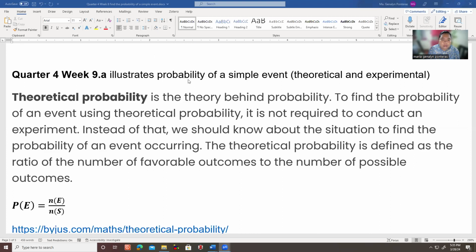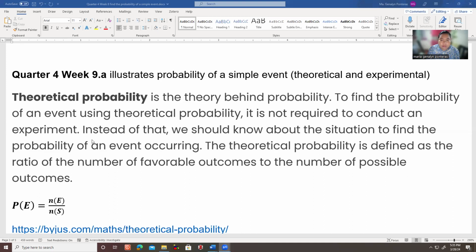We are now in our last week of our session, quarter 4, week 9, wherein we need to illustrate the probability of a simple event, which is theoretical and experimental. Last time we talked about probability, the chances that a certain event may occur. There are two types of probability. The first one is the theoretical, and the second one is the experimental.